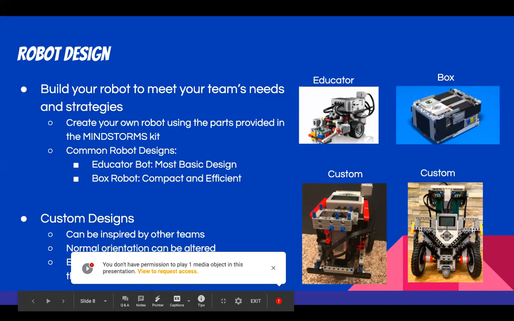The normal orientation of the robot is altered, as you can see in the picture on the bottom right, as the robot brick is vertical instead of being horizontal. The two pictures on the bottom are examples of custom robots.